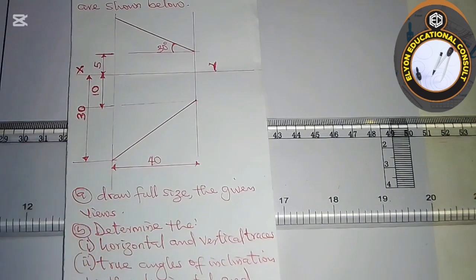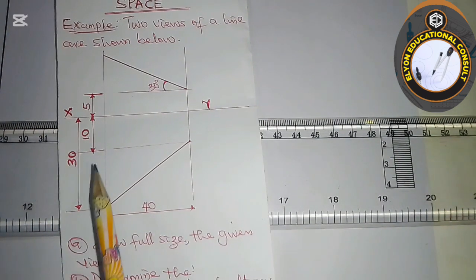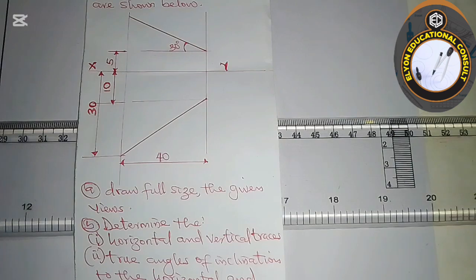Now when you are told to draw full size, it means that we should draw to the particular dimension given to us. We are not to reduce it, we are not to enlarge it. We should use the actual dimension, that is full size, meaning ratio 1:1, as it is given to us. So that means we are going to be using directly the dimensions given to us on the given views.